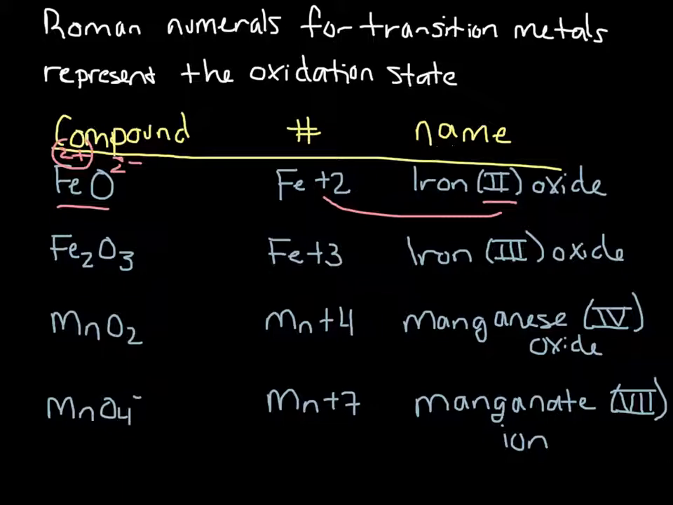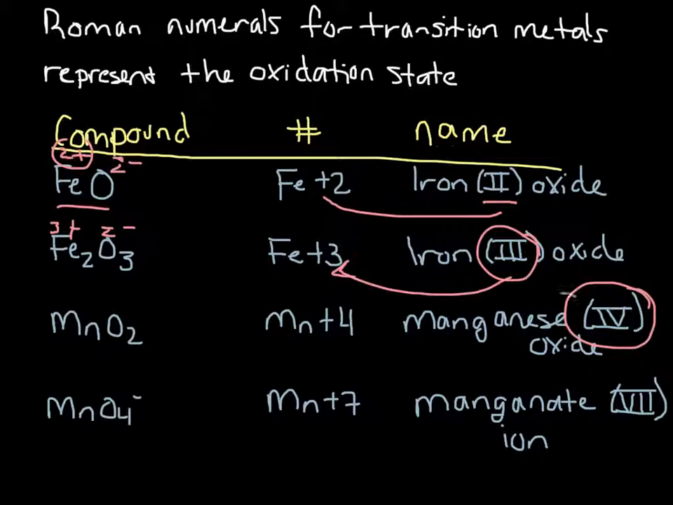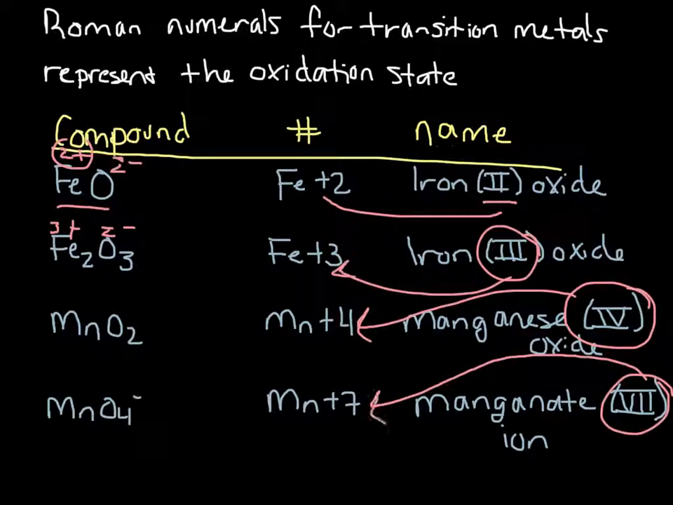Here we have iron 3 oxide because this has a 2 negative charge, and that means this has to have a 3 positive charge in order to balance out. So iron 3 oxide, that is the oxidation state. Manganese 4 oxide means that it's going to have a positive 4 oxidation number. And a manganate ion, like potassium permanganate, something along those lines. So it says manganate 7. So you know by that Roman numeral that that manganese is going to have a positive 7 charge.